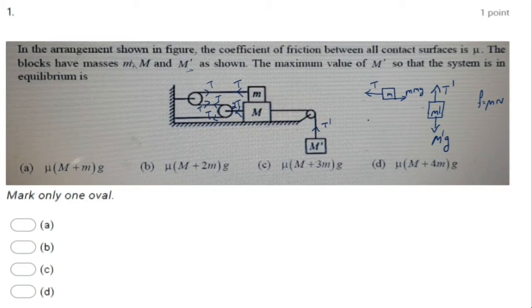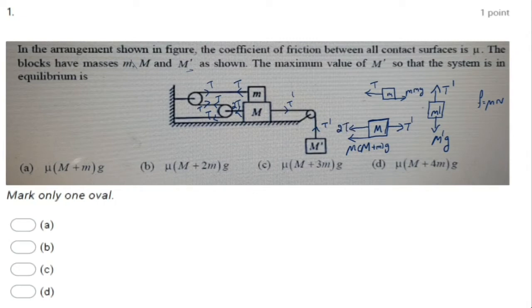Now consider the bigger block. What forces are acting on it? Towards the right, T dash acts, because T dash acts on m dash and the same way on M. Towards the left, there is friction between the surface and the block M, equal to mu N. The normal reaction is from both masses, so it is mu times M plus m into g. That friction acts towards the left, and one more force towards the left is the tension 2 times, so 2T.